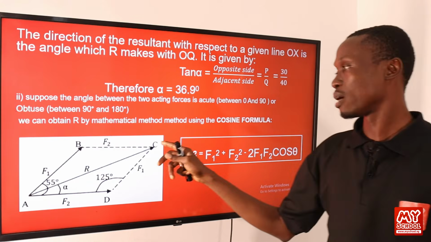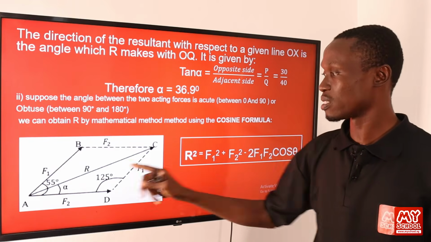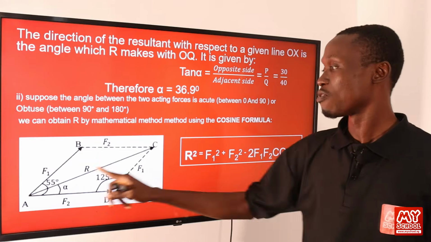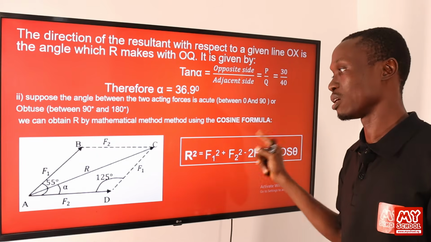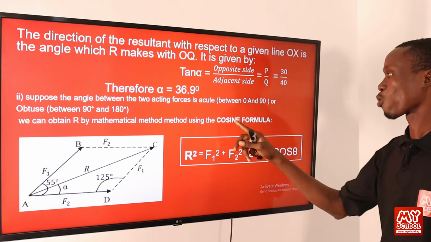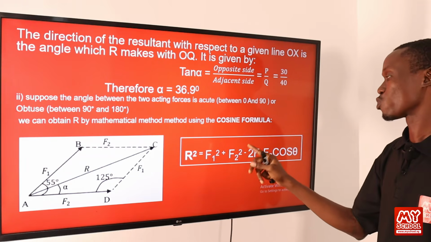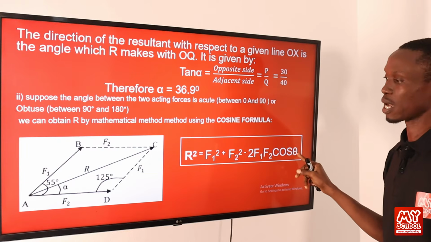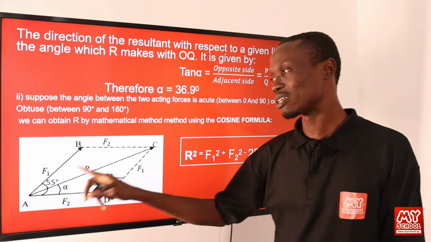So this is a typical example of two vectors that are inclined at an angle, but in this case they are inclined at angle 55, which is actually an acute angle because 55 degrees is between 0 degrees and 90 degrees. Now in doing that, recall your cosine formula, which is R squared equals F1 squared plus F2 squared minus 2 F1 F2 cos theta. So cos theta here does not represent the angle that is given to you.